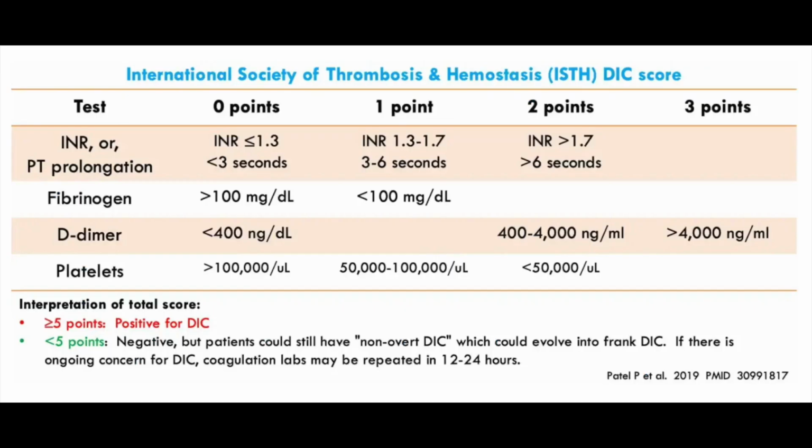She's having a DIC picture. The ISTH scoring was almost 6 points, so it means she has overt DIC. So this patient will require multiple blood product transfusions.